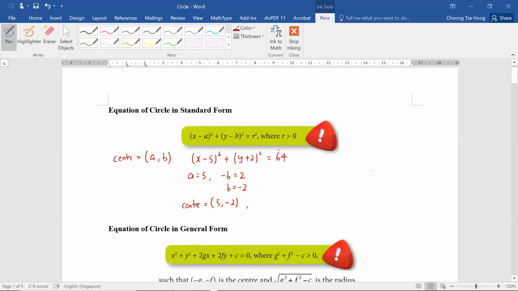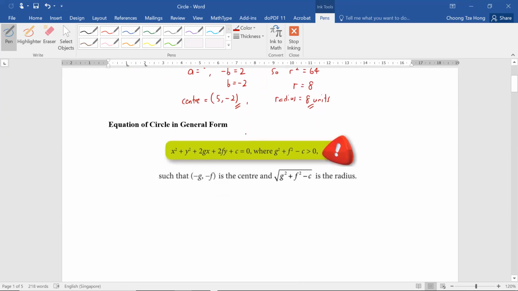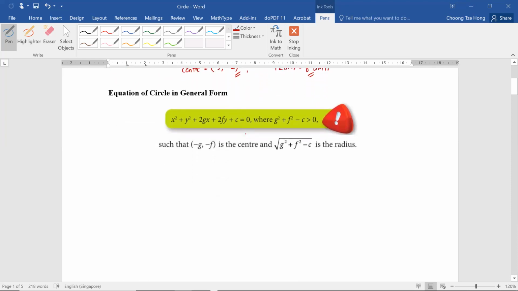Right? And then the radius. You can see over here on the right is r squared. So r squared is equal to 64, so r is going to be 8. So the radius of the circle is equal to 8 units. Okay, so this is how you obtain the center and the radius from the equation of a circle in standard form.